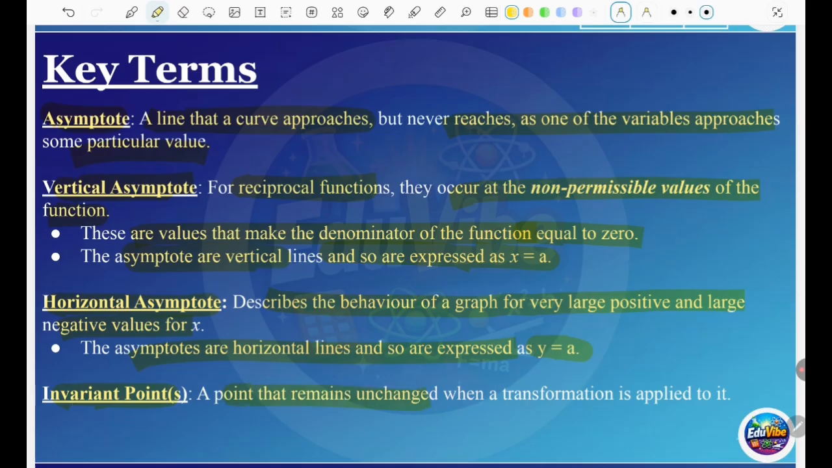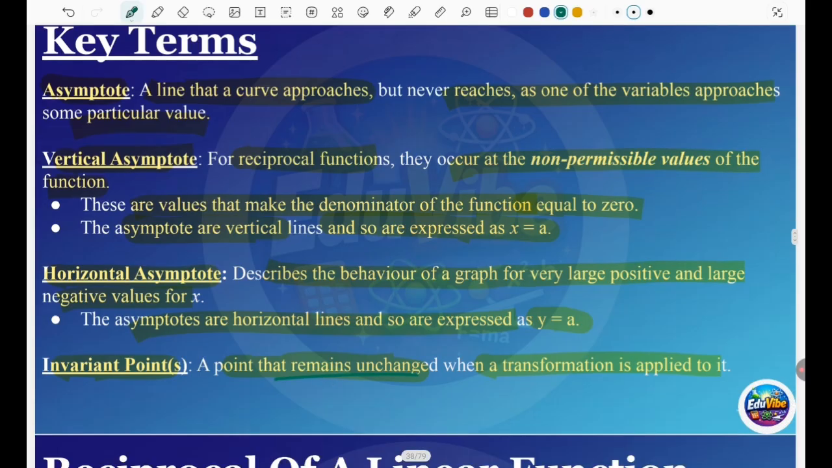Invariant points: the point remains unchanged when the transformation is applied to it. If you have an original graph with a point at 0, 0, after the reciprocal or after any such function, you will still get 0, 0. So this point never changes. This point remains the same, which means we have an invariant point in that case.